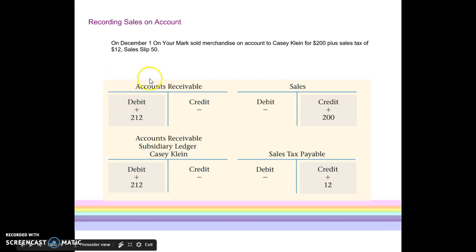Well, if we take a look at this, this is the transaction clue as it's stated here. The 4 accounts that are affected are accounts receivable because $212 needs to be collected from the customer. Of that $212, $200 of it is sales of merchandise, $12 is tax, and $212 is the amount that is owed to us by customer Casey Klein.